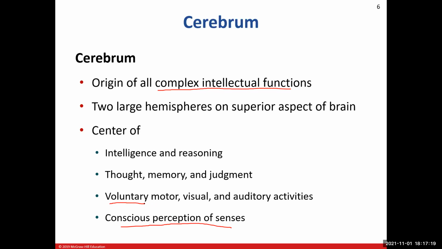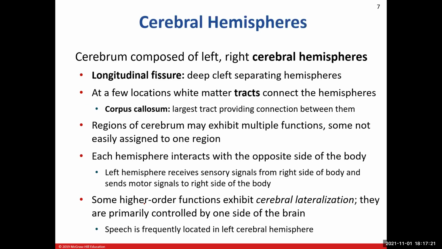So we're going to go through all these different areas here of the cerebrum and kind of break it down for you. All right, so let's start off by talking about the cerebral hemispheres. Okay, cerebral hemispheres, we have two of them, one on the left, one on the right. They're divided by the longitudinal fissure. And this is this huge cleft that appears in between these two hemispheres.